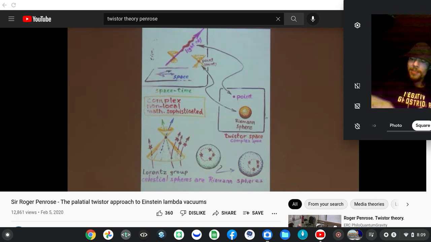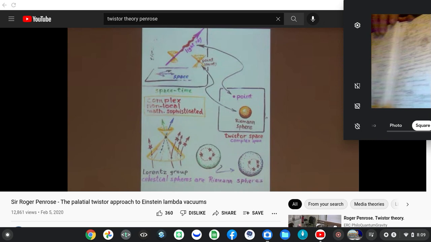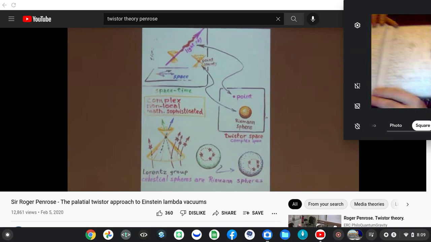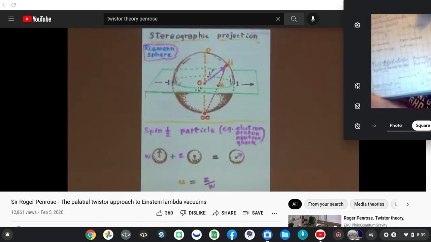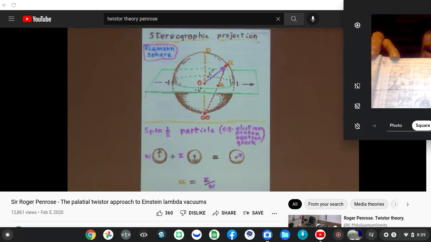So here we see one rule for the Riemann sphere, which is relativity. Here we have another rule for the Riemann sphere, also to do with the directions in space.